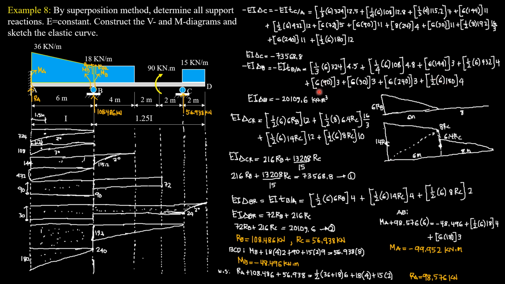So computing, EI delta B is negative 20,109.6 kilonewton meter cube. Then for the moment due to the reactions, so we have RB and R sub C. RB times 6, so we have 6 RB, that's 6 meters. Then R sub C at B, R sub C times 8 divided by 1.25, so that's why we have 6.4 RC.